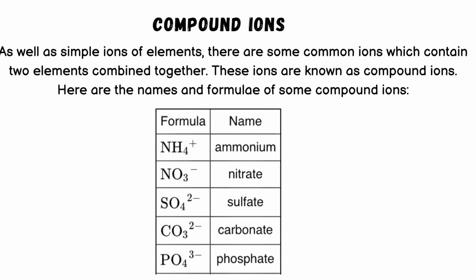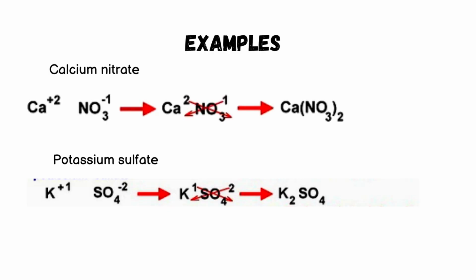Compound ions. As well as simple ions of elements, there are some common ions which contain two elements combined together. These ions are known as compound ions. Here are the names and formulae of some compound ions. NH4+ is ammonium, NO3- nitrate, SO4 2- sulfate, CO3 2- carbonate, PO4 3- is phosphate. Calcium nitrate formula and potassium sulfate formula are shown over here.